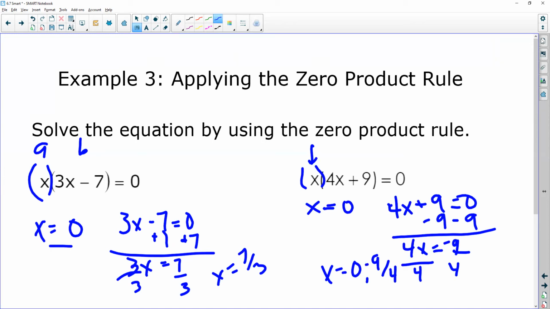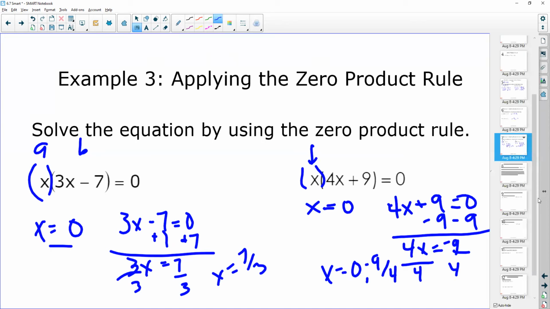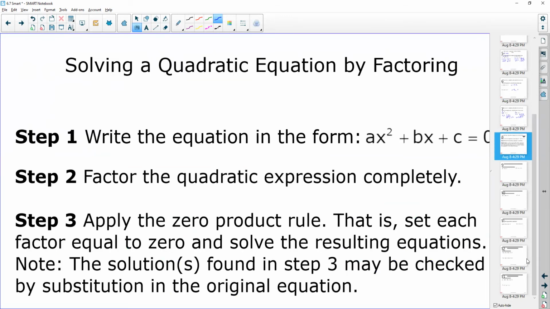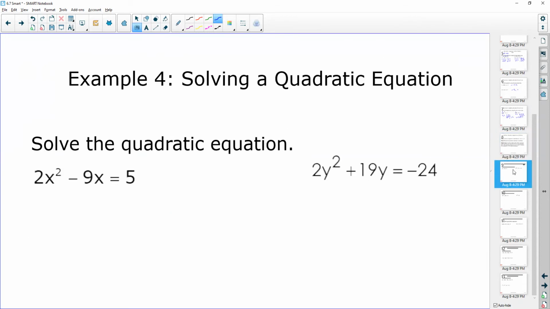All right. Moving right along. So when we do these 3 steps, write the equation in the form ax squared plus bx plus c. Factor it completely. It's not always going to come to you factored. And then use the zero product rule. Set each factor equal to 0 and solve the resulting equations. You can check your answer for x by substituting it into the original equation and making sure it works.